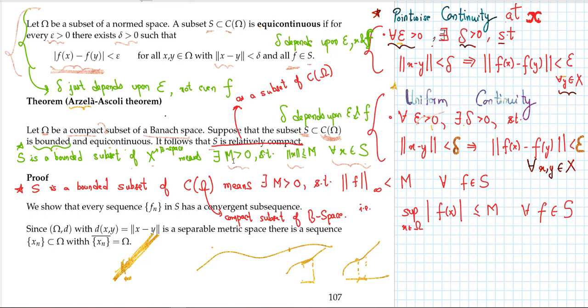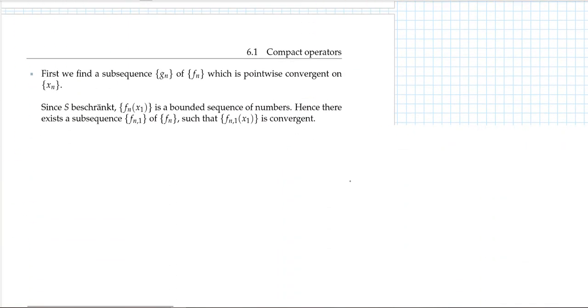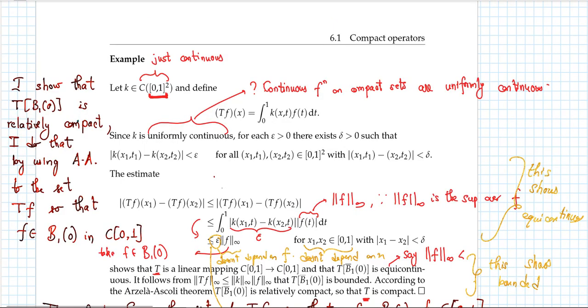So, to summarize, a subset S of continuous functions on Ω, if it is bounded and equicontinuous, then this subset S is relatively compact as a subset of C(Ω). So this is what we mean. And further we move on to an example which puts all these ideas together.